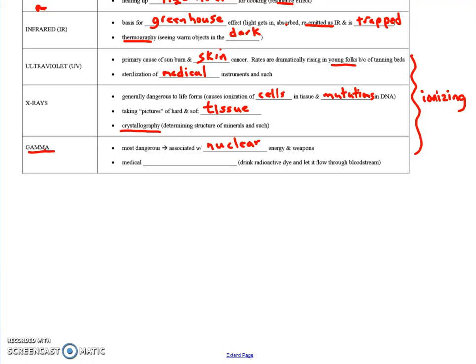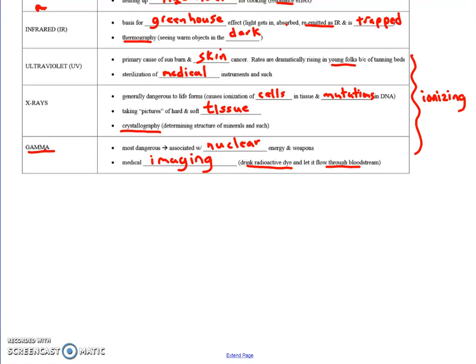Another interesting use is medical imaging. It's an alternative to X-rays or MRIs and whatnot. What you basically do is drink a radioactive dye, let it flow through your bloodstream, and then you're glowing, with a very weak output. You can look with a gamma scope to see where the radiation is, and if it concentrates in certain places, you can maybe see some issues that you couldn't pick up with X-rays.